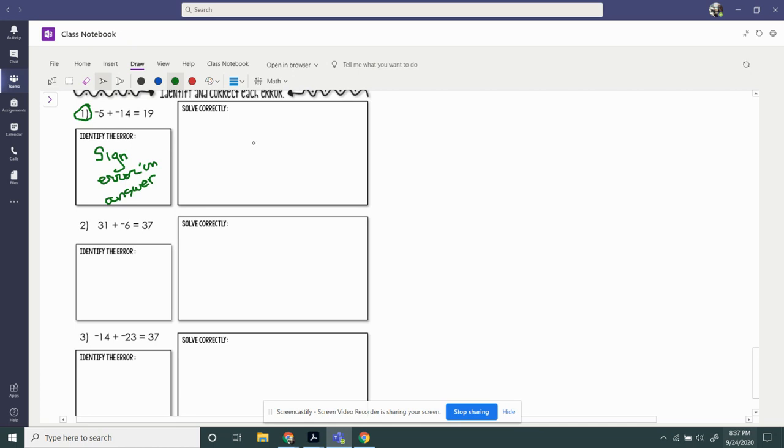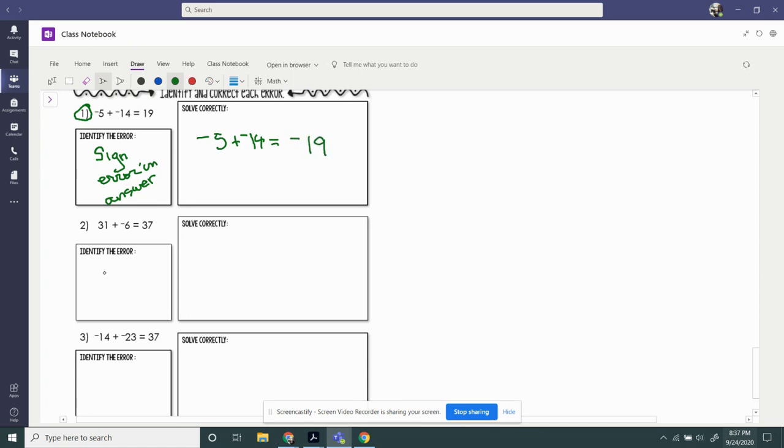And how should that be? We should have negative 5 plus negative 14. Let's write that a little more neatly. Negative 5 plus negative 14. Same sign, keep the sign, so the answer would be negative 19.